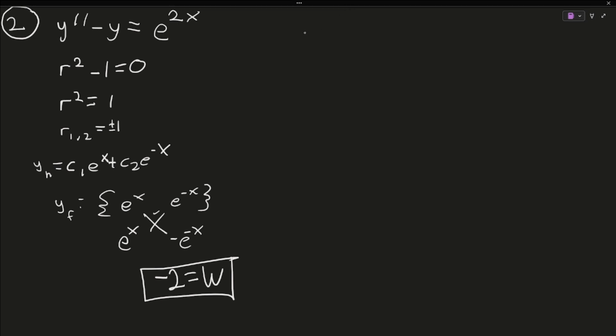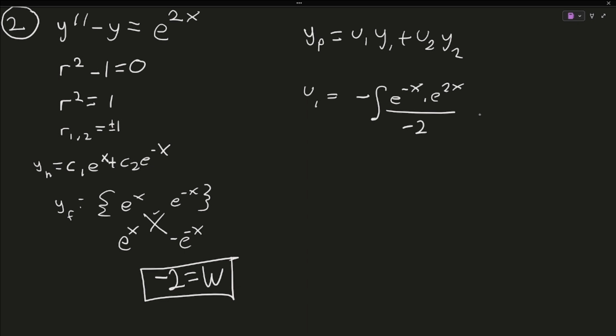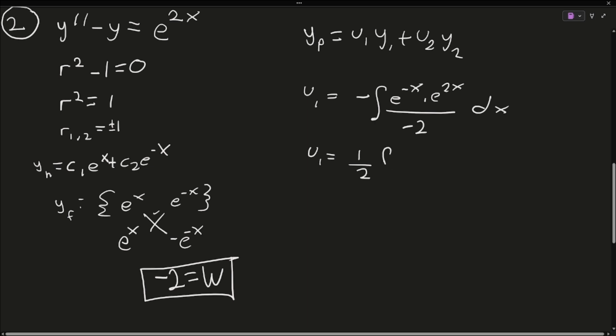So let's find our y particular. Okay, and our u1 is going to be the negative integral of y2. y2 is e to the minus x times the non-homogeneous part, e to the 2x, divided by the Wronskian, dx. So u1 ends up being 1 over 2 integral e to the x dx. Well, the integral of e to the x dx is e to the x, so we don't have to worry about that. So this will be our u1.